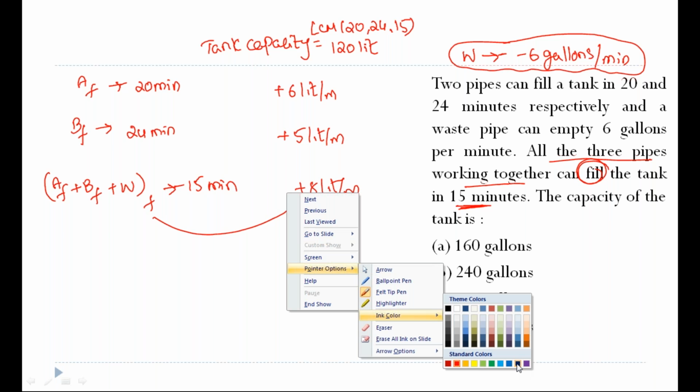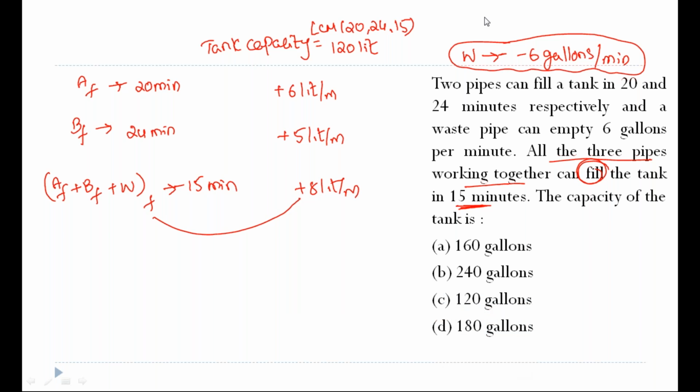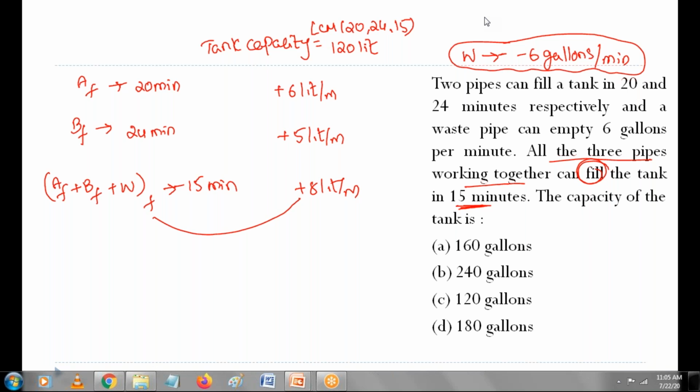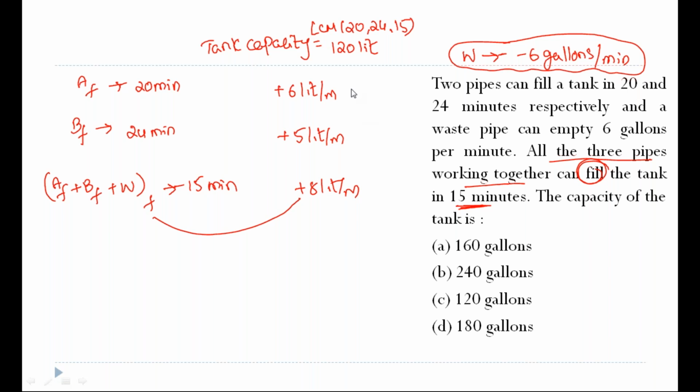Okay, this is a normal procedure. Pipe A can fill the tank in 20 minutes. Pipe B fills in 24 minutes. Three pipes, A, B and the waste pipe, still fill in 15 minutes. So this is the normal thing till now. But this is related to A filling, this is related to B filling, and this is related to A filling plus B filling plus the waste pipe.